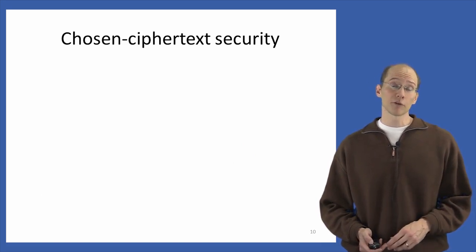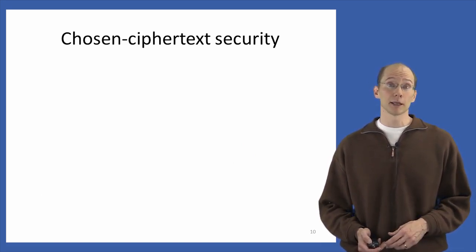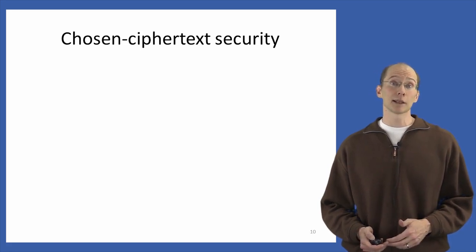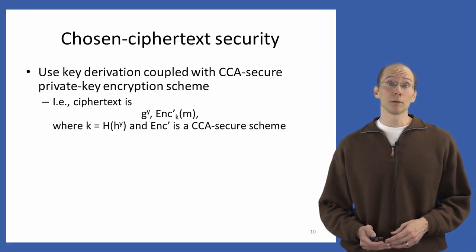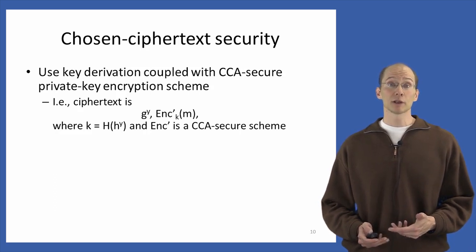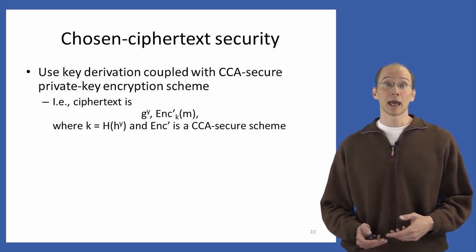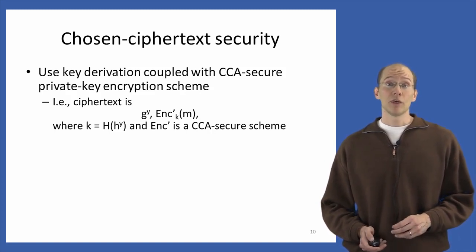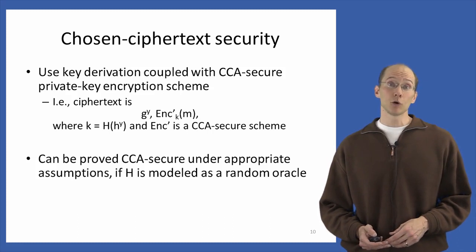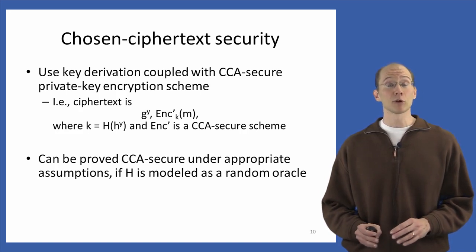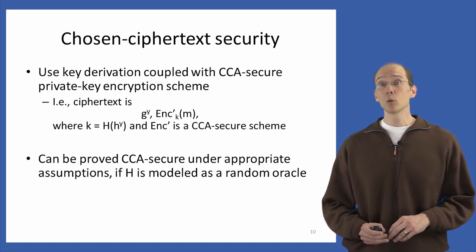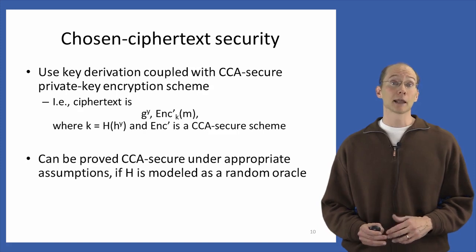We can obtain chosen ciphertext security for the ElGamal encryption scheme if we're a little bit careful in how we instantiate it when using key derivation. If we use key derivation coupled with a CCA-secure private key encryption scheme, Enc', that is, we let the ciphertext now be g^y and Enc' using key K of our message M, then this scheme can be proved to be CCA-secure under appropriate assumptions that are actually stronger than the decisional Diffie-Hellman assumption, but are still reasonable and still believed to hold, if we're willing to model our hash function H as a random oracle.